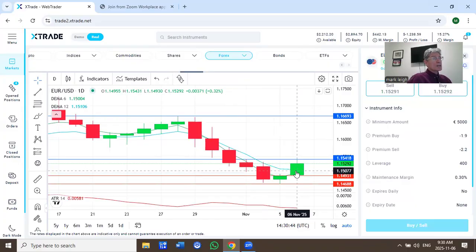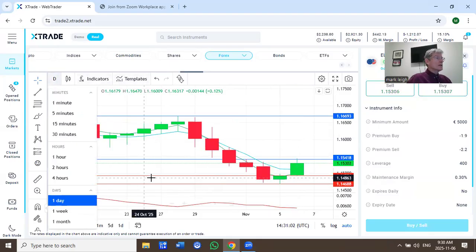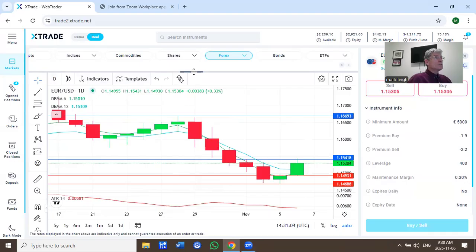We'll see whether this can be maintained. Buying euro against US, if there's going to be a turnaround from weak US dollar this morning to strong US dollar during the US session, sellers will be looking down at the support here at the 114.93. Let's have a look at the pound.